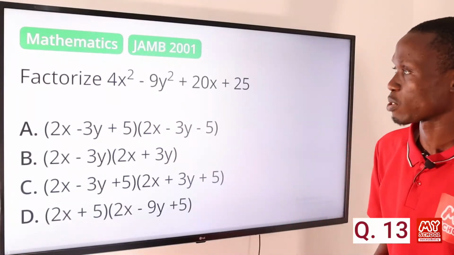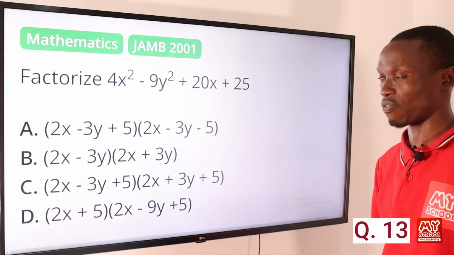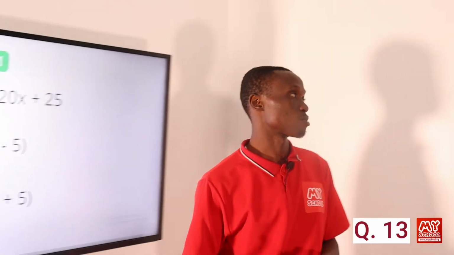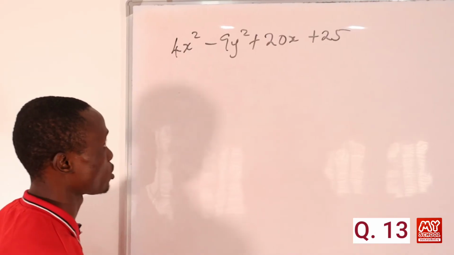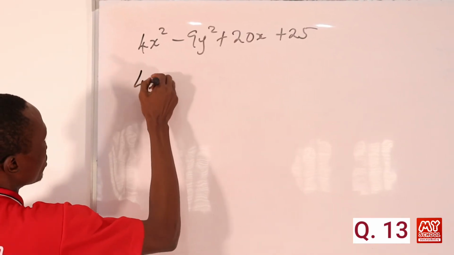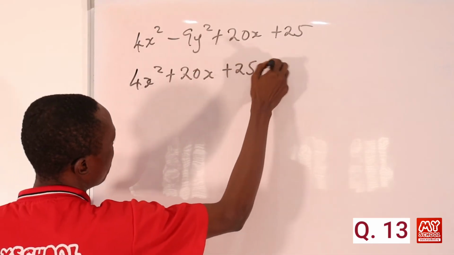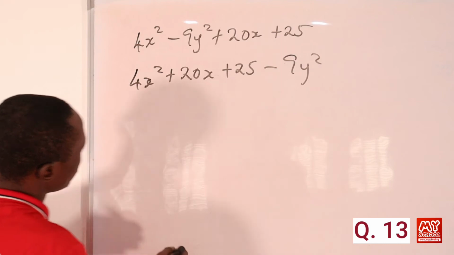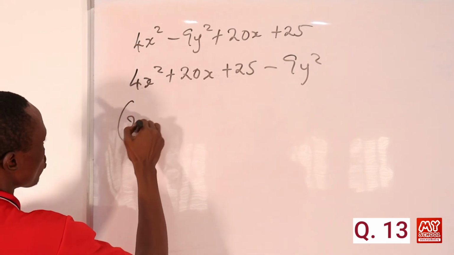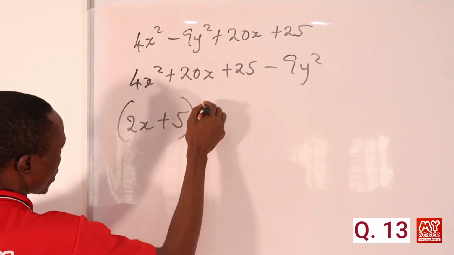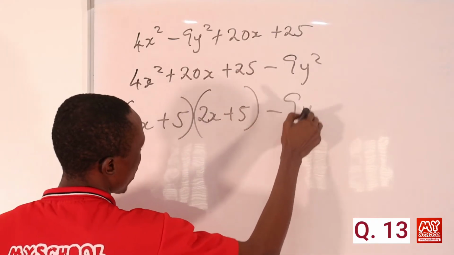Question 13. Factorize 4x squared minus 9y squared plus 20x plus 25. So let's move to the board to provide the answer to this question. To solve questions such as this, sometimes it's necessary to rearrange the question. So let's say 4x squared plus 20x plus 25, then minus 9y squared. We can factorize this part, so we'll have 2x plus 5 in bracket times 2x plus 5 in bracket, then minus 9y squared.